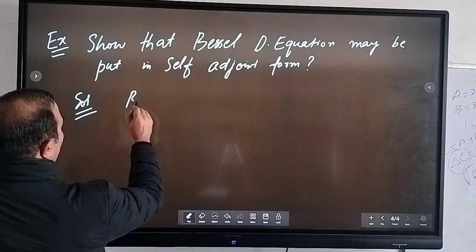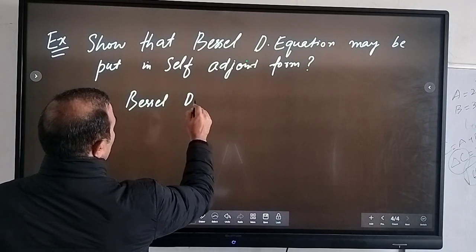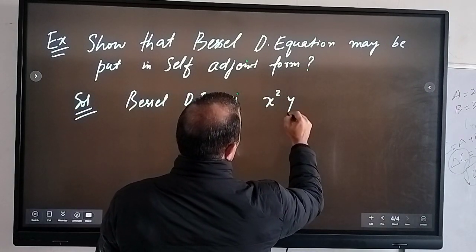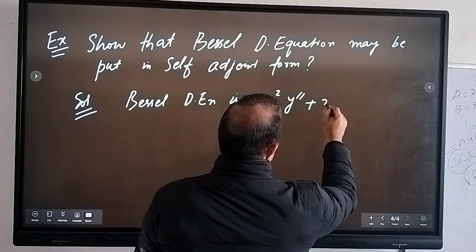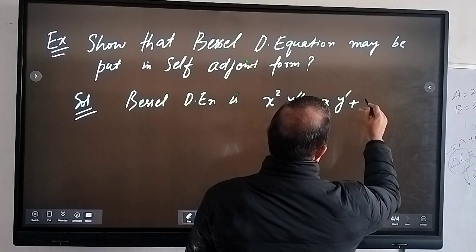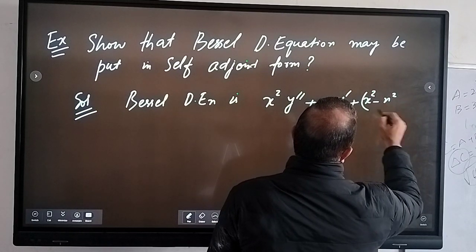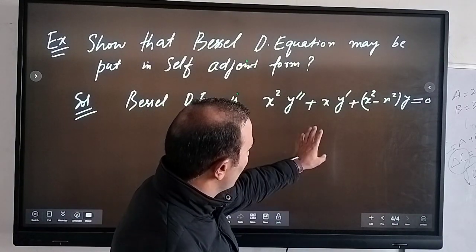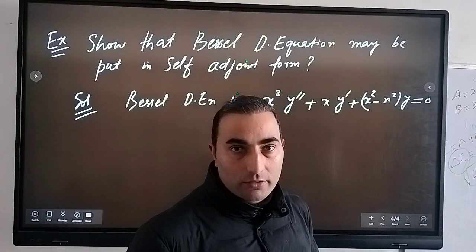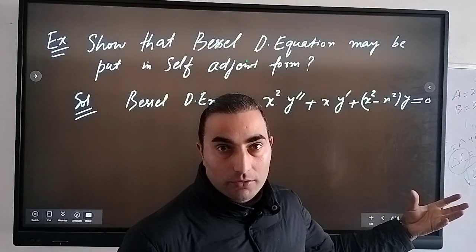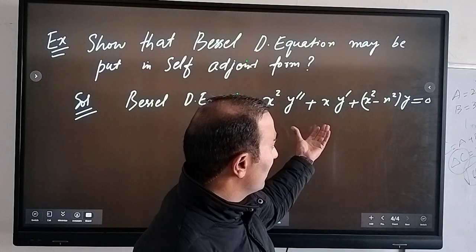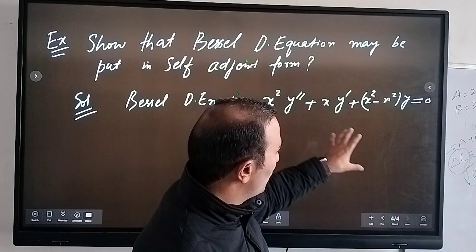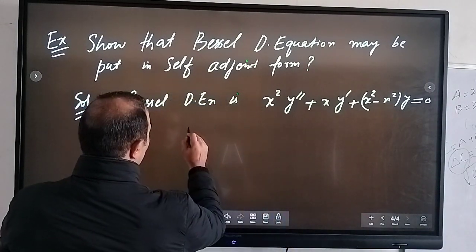So the Bessel differential equation you can define by x square y double dash, and so on, equals 0. So this is our Bessel differential equation. Let's have a look first, because the question asks whether we can put it in self-adjoint form or not. First of all, we need to make a quick check whether this differential equation is self-adjoint or not. For that, what's our p0 of x?